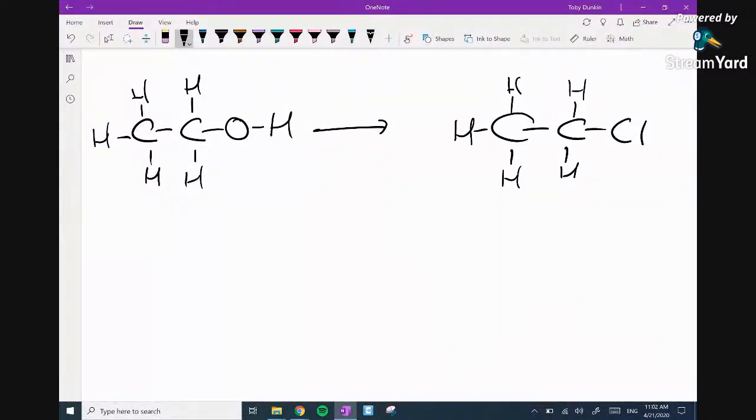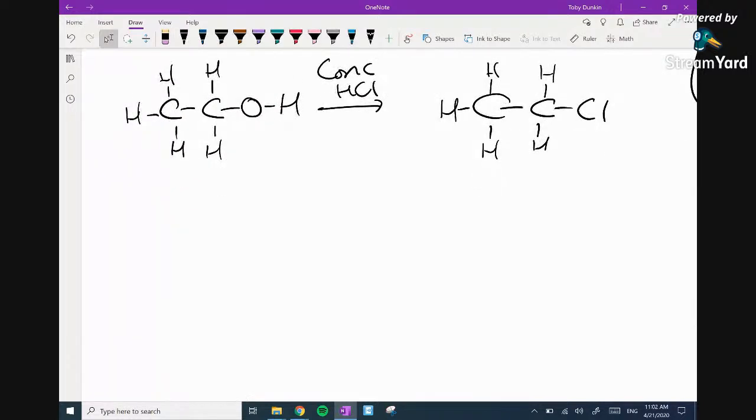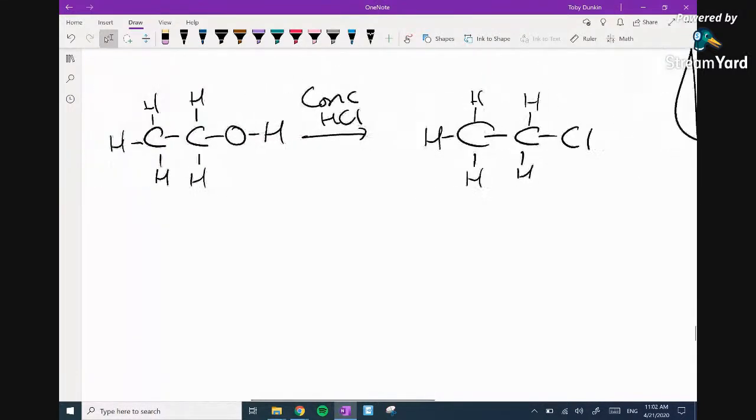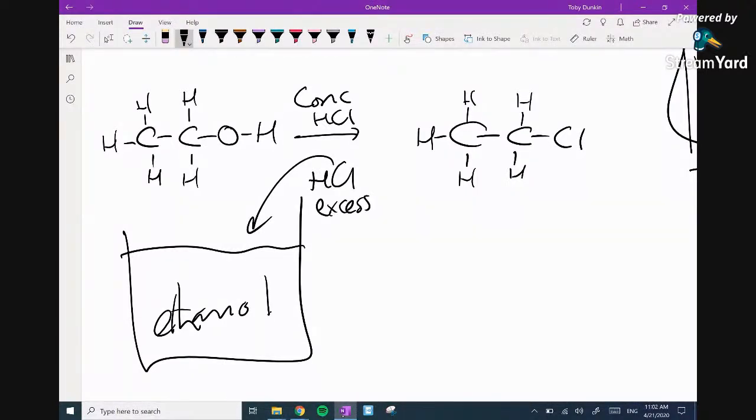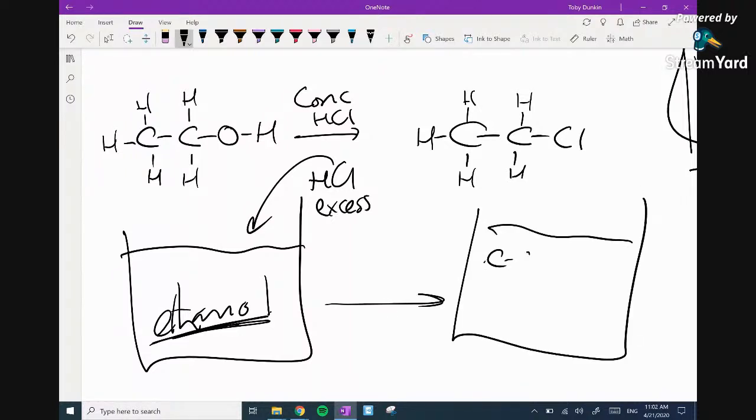To do this, you would use concentrated HCl or PCl5. Well, PCl5 will form phosphoric acid as a byproduct anyway, or POCl3, and POCl3 reacts with water to form phosphoric acid anyway. So at the end of it, if we started off with ethanol, then we add our conc acid, our HCl, we're going to be adding that one in excess, to make sure all the ethanol is converted. What that means is we're going to have chloroethane left behind, and we're going to have leftover HCl.